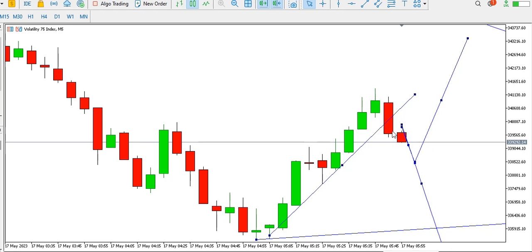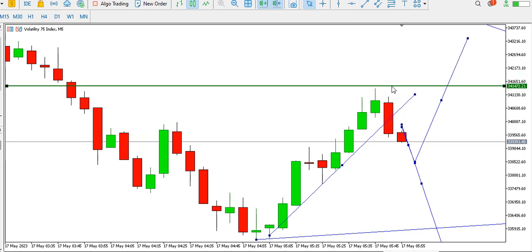All right, so sellers will have jumped in here and placed their stop losses here. Okay, stop losses of the sellers might be here. Buyers could have their stop losses below this low.